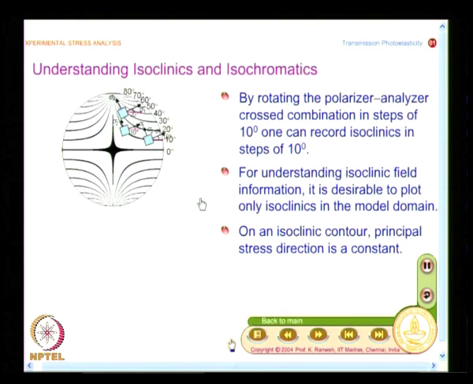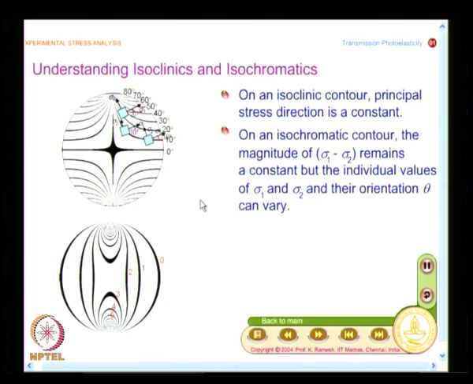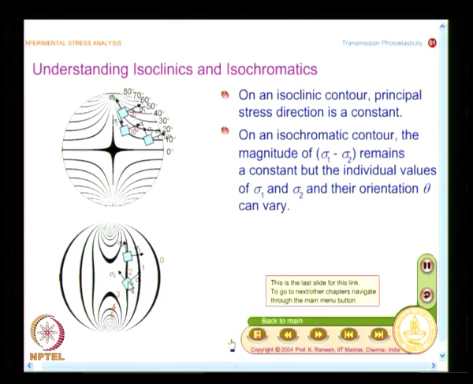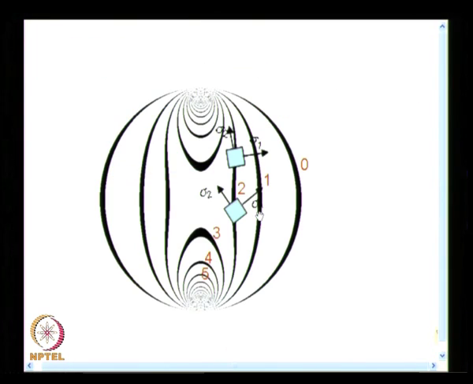And we will look at what are isochromatics. We have looked at what are isoclinics, now we will look at isochromatics. These are the isochromatics, and here the direction may be different, but the difference of sigma 1 minus sigma 2 will remain the same on an isochromatic contour. That is the only difference. Direction will keep changing from point to point, but the difference of sigma 1 minus sigma 2 will remain the same.